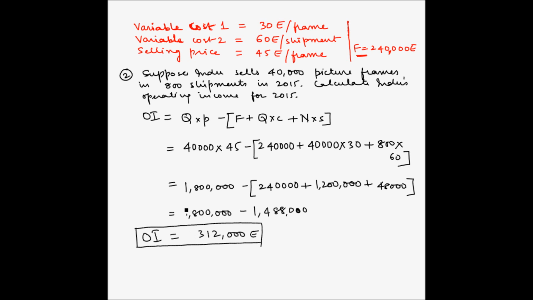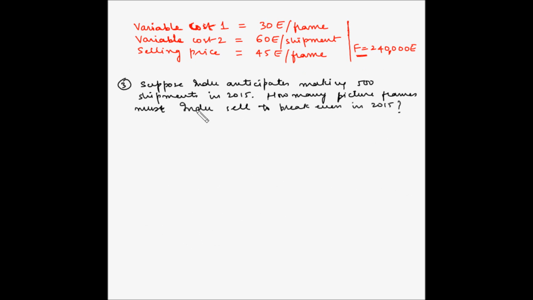Now let's move to the third requirement. The third requirement is, suppose Indu anticipates making 500 shipments in 2015. How many picture frames must Indu sell in order to break even in 2015? So there are a total of 500 shipments. That means from the distributor, which is Indu, to the customer, these picture frames are shipped to the customers 500 times.